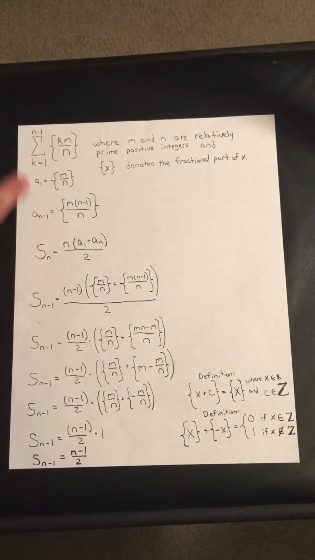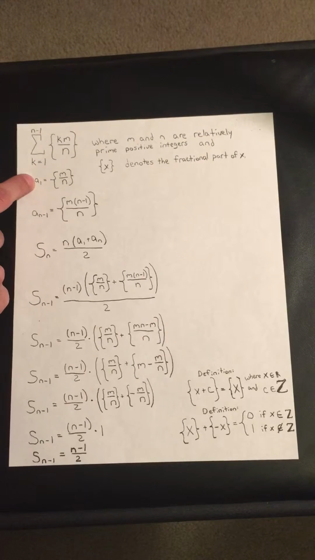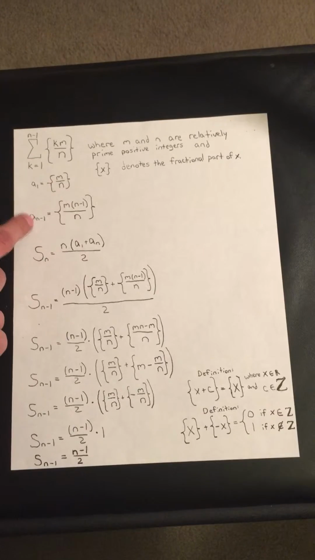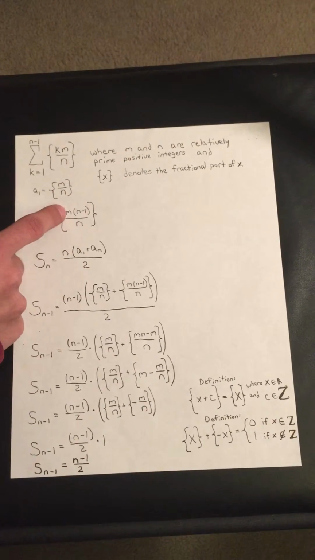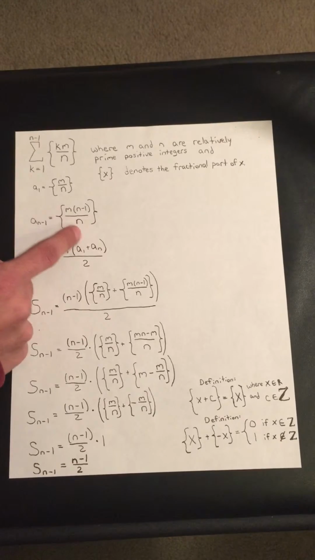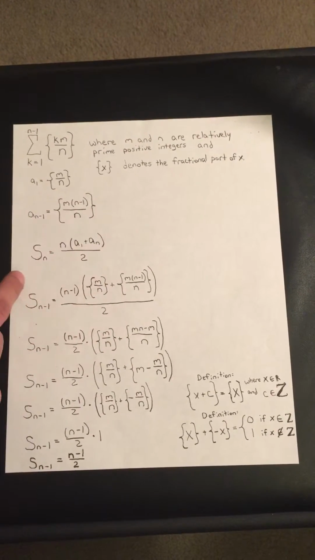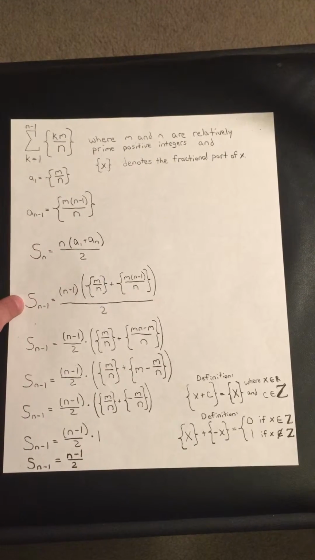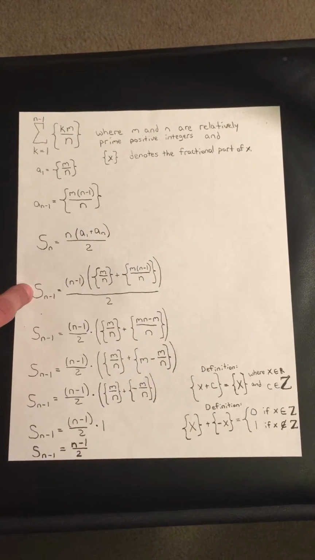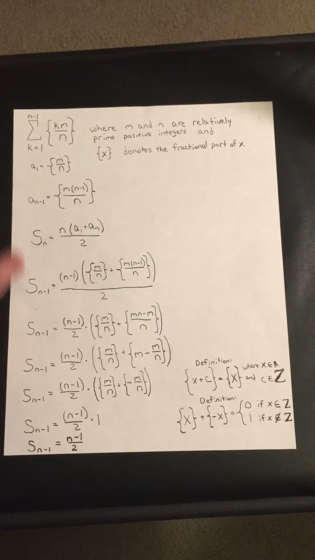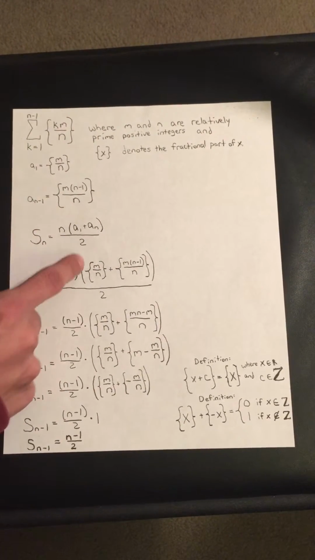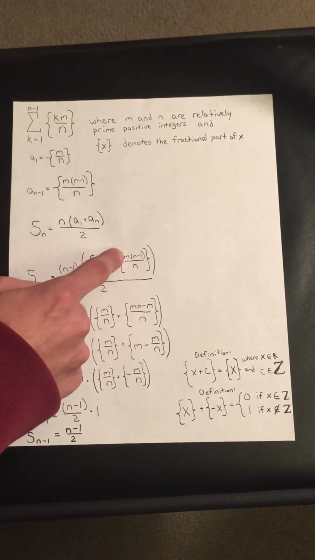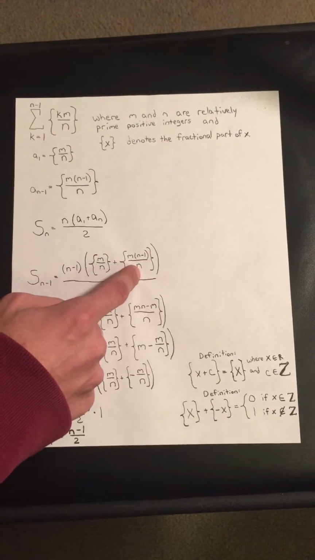So after we discovered that, we plugged in 1 to find out that the first term was the fractional part of m divided by n, and the last term in the sequence was m times the quantity n minus 1 over n, the fractional part of that entire quantity. So using these three things, this is what we have for the general form for the sum of this entire summation. We have n minus 1 times the quantity of the fractional part of m over n plus the fractional part of m times the quantity of n minus 1 divided by n.